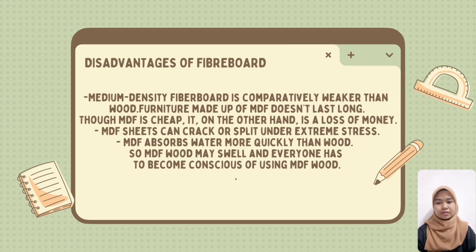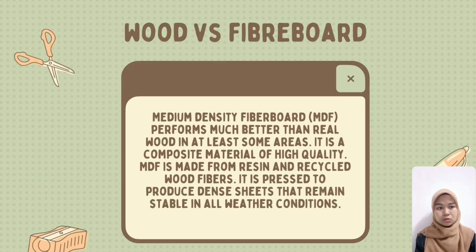Disadvantages of fiberboard. Fiberboard is comparatively weaker than wood, and furniture made of MDF doesn't last long. Even though fiberboard is cheap, on the other hand, it's a loss of money. Fiberboard can crack or split under extreme stress. Fiberboard also absorbs water more quickly than wood, so MDF wood may swell, and everyone has to become conscious of using MDF wood. So now we will look at whether wood or fiberboard is better.